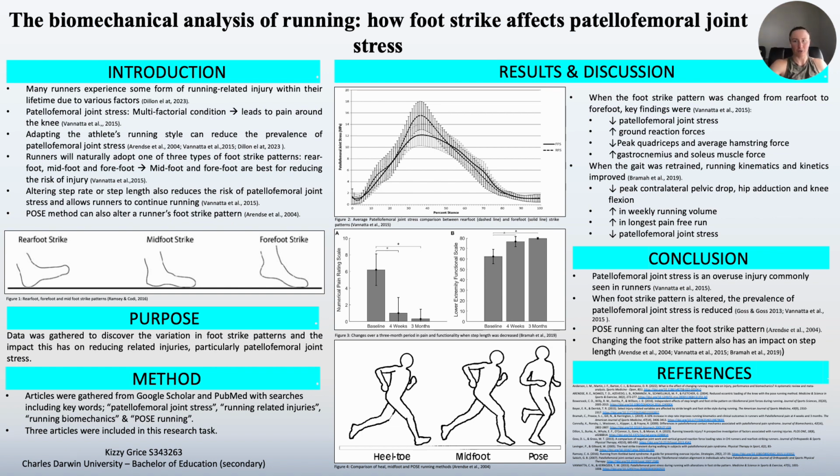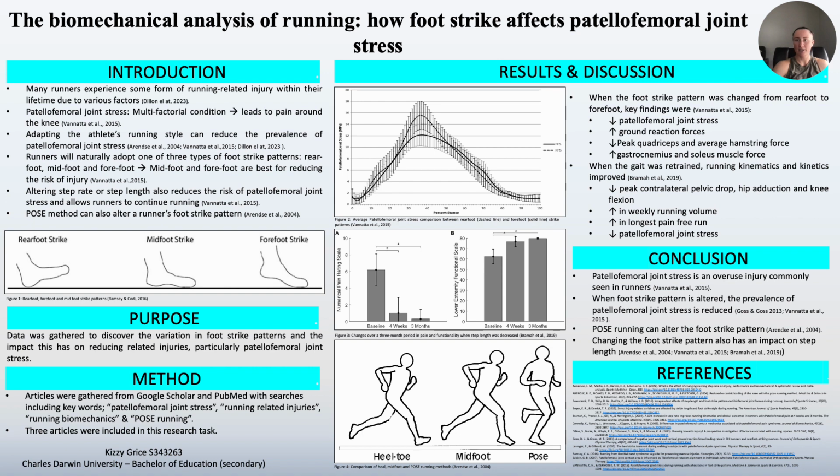However, when the forefoot strike pattern was implemented, there was an increase in peak vertical ground reaction forces. Figure 3 over here outlines the results from a study by Brahm 2019, which aimed to research if a 10% increase in running step rate, so the cadence of runners, influenced them positively or negatively with patellofemoral joint stress and pain. 12 runners were included within this study over a period of 12 weeks. So they started at baseline, they had a 4-week follow-up, and then finally a 3-month follow-up.